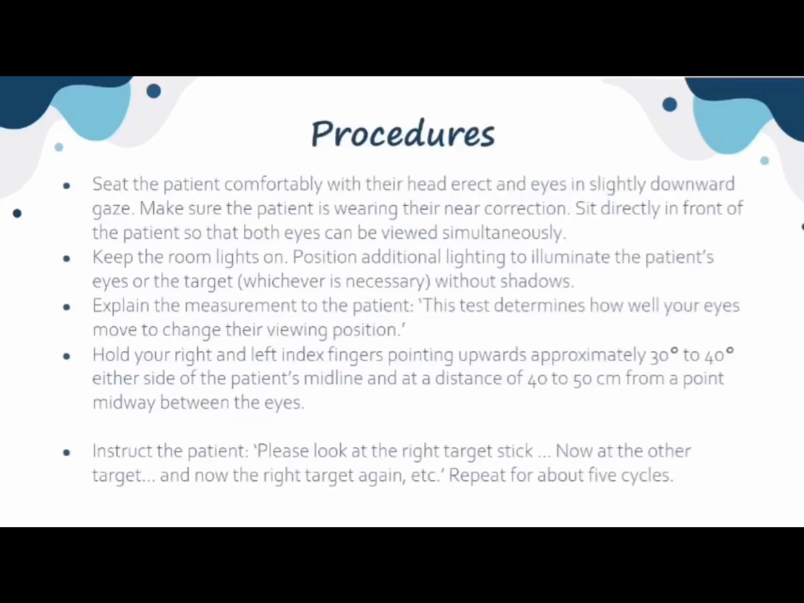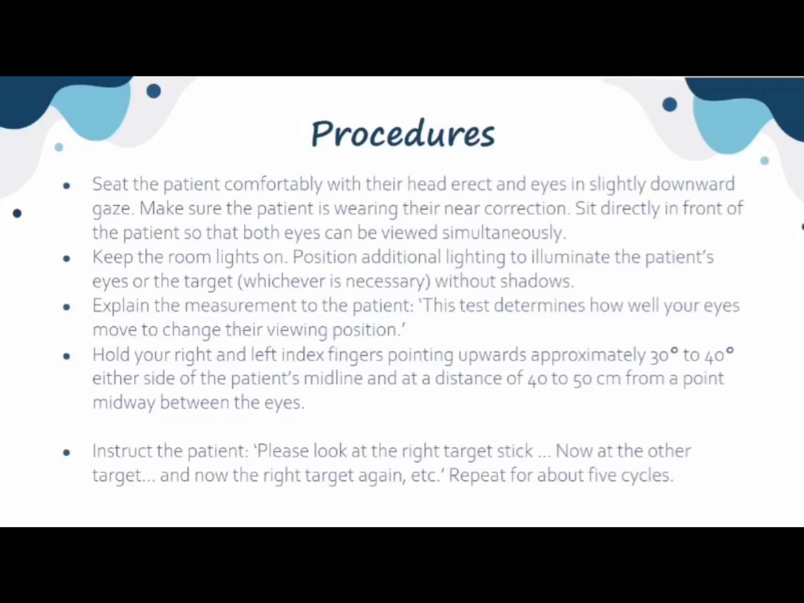The procedures in performing the saccadic test. First, sit the patient comfortably with their head erect and eyes in slightly downward gaze. Make sure that the patient is wearing their near correction. Then sit directly in front of the patient so that both eyes can be viewed simultaneously.